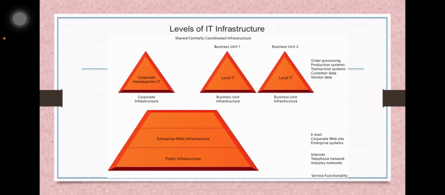Next, we move to the levels of IT infrastructure. In this is the centralized coordination infrastructure, and at the top is corporate infrastructure, such as local IT and business units, used for order processing, production systems, transaction systems, customer data, and vendor data. The other level is enterprise-wide infrastructure, such as email, corporate website, and enterprise systems. Next is public infrastructure, which is the internet, telephone network, industrial network, and service functionality.